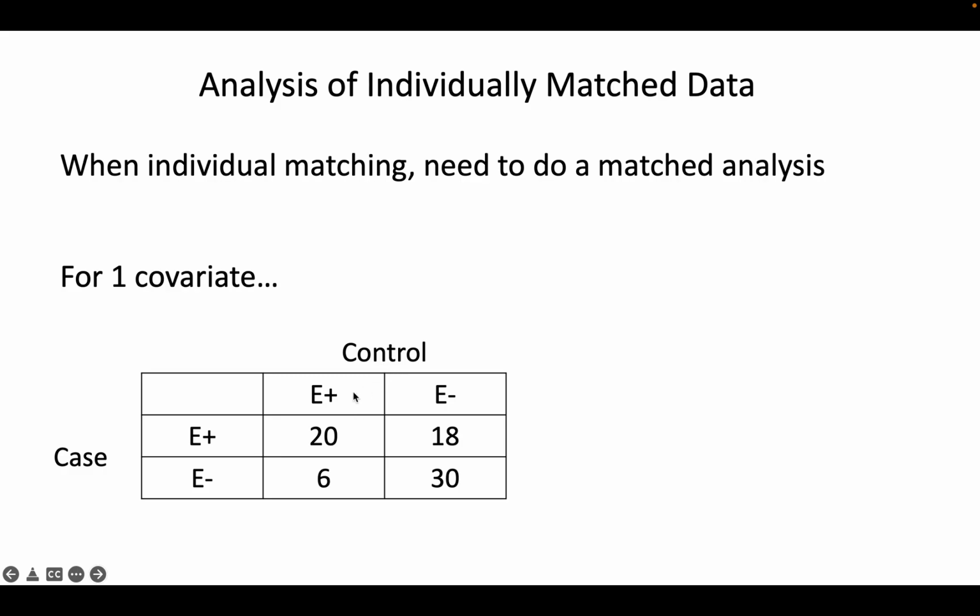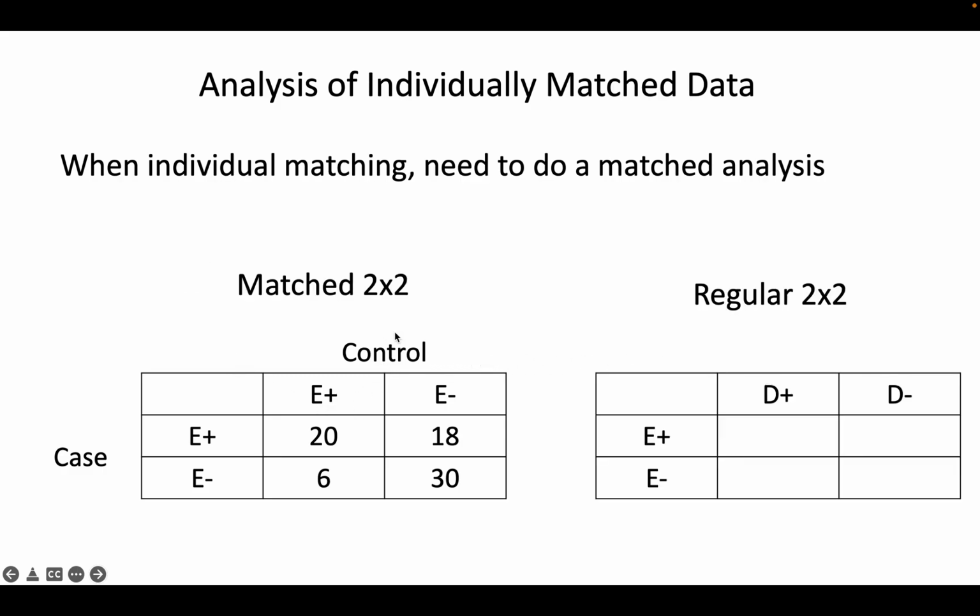So this is what a matched 2x2 looks like, and just for comparison, you are probably more used to the regular 2x2, where it's either disease positive and disease negative, exposure positive and exposure negative, or case and control. With the matched 2x2, instead of one being about disease and one being about exposure, they're both about exposure, but this is about controls and this is about cases. So each number here, for example each of these 6 in the exposure positive control, exposure negative case cell, these are 6 pairs, so it's 12 people.